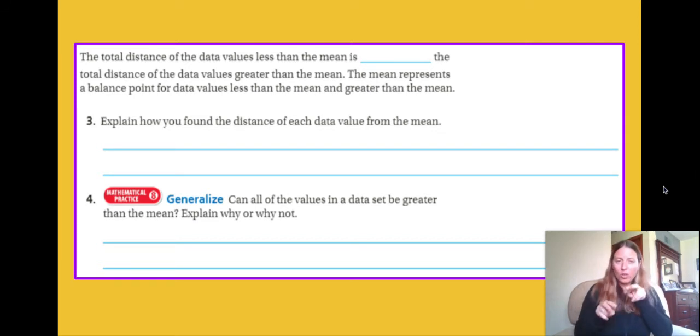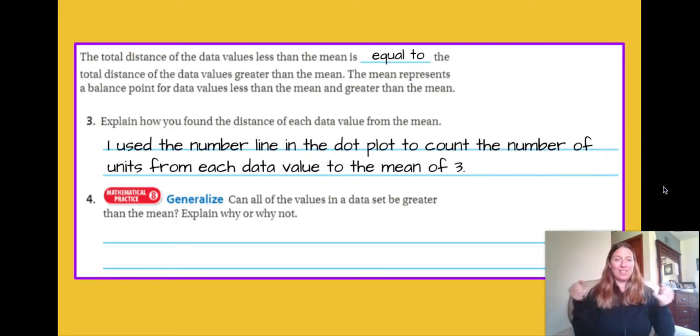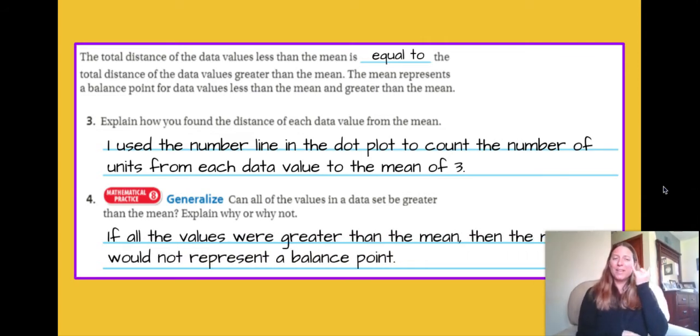For number 3, explain how you found the distance of each data value from the mean. And it says, I used the number line in the dot plot to count the number of units from each data value to the mean of 3. And number 4, can all the values in a data set be greater than the mean? Yes or no? Well, the answer is no, because if you have all values that are greater than the mean, then the mean could not represent a balancing point.